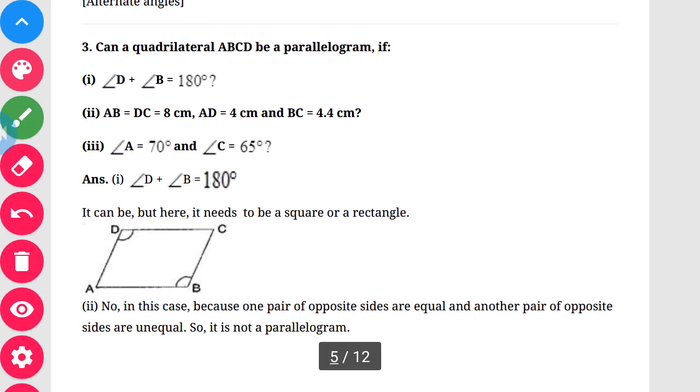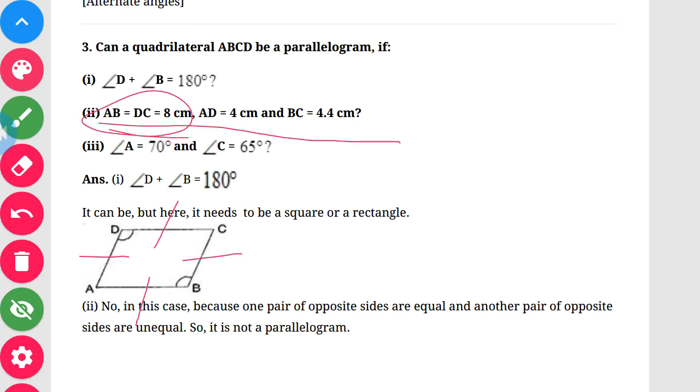Since the opposite angles are equal in a parallelogram, here the opposite angles are not equal. Yes, here it is the second one. No, in this case, because one pair of opposite sides is equal and another pair of sides is unequal. But in a parallelogram, both pairs of opposite sides are equal. That is, as I told you, AD is equal to BC and DC is equal to AB. So here only one pair of opposite sides is equal, and the other pair of opposite sides is not equal. Hence it is not a parallelogram. And as I told you, in the first condition, it can be, but it needs to be a square, because I told you the angle should be 90 degrees.